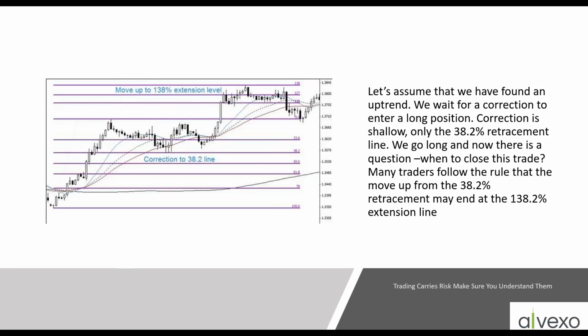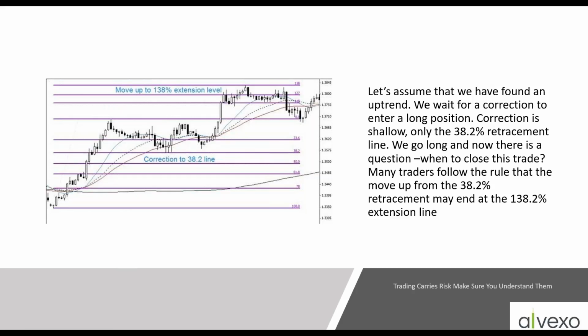We wait for a correction to enter a long position. A correction is shallow, only the 38.2 retracement line. We go long now, and there is a question, when to close our trade. Many traders follow the rule that the move up from 38.2 retracement may end at the 138.2 extension.